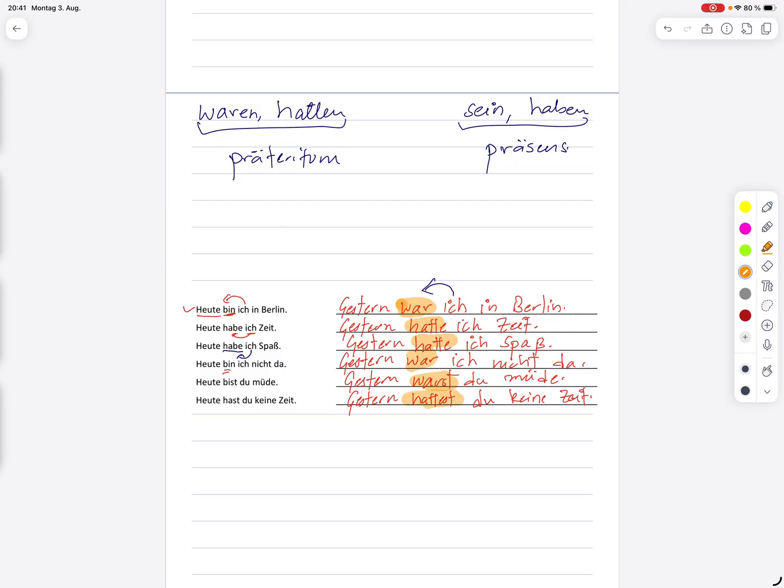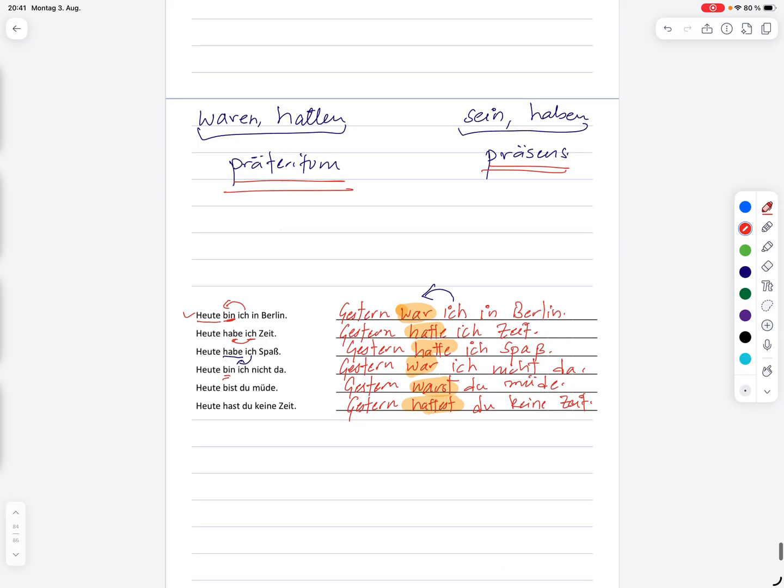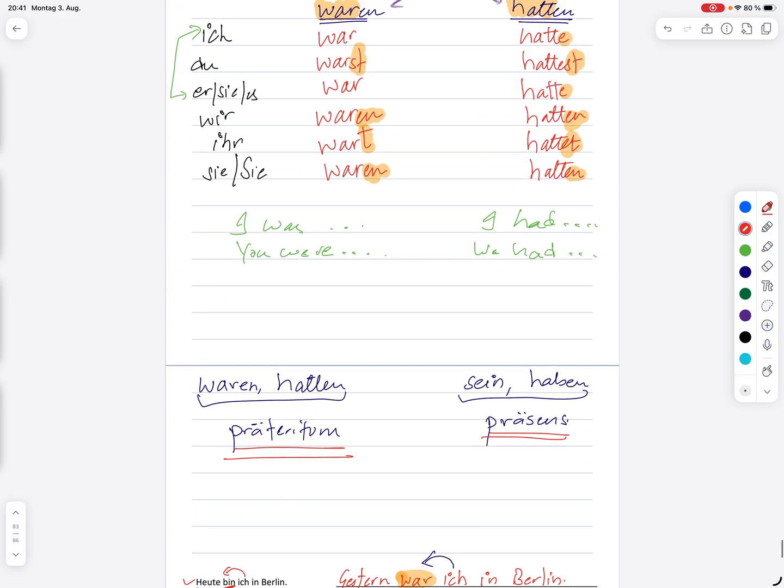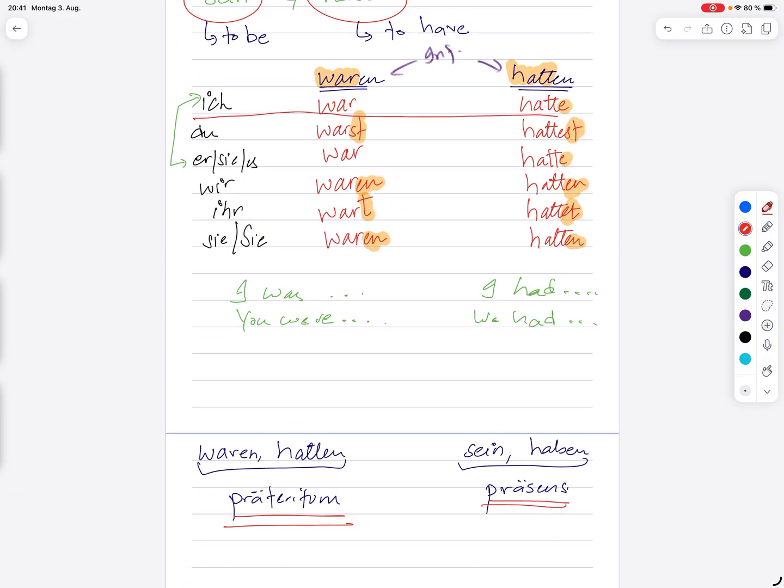So we conjugate hatten and waren in the past tense, and in the present we have sein and haben. It gives the feeling of I was, I had, and in the present we have I am, you are, you have, we have, or something like this. So this way you can do it. And then you have a special pattern in the conjugation: for ich and es, the conjugations are the same, you can see. So it makes it easier to learn that for ich and es, not du, we have the same conjugations, and then you have everything else following the conjugation rule.